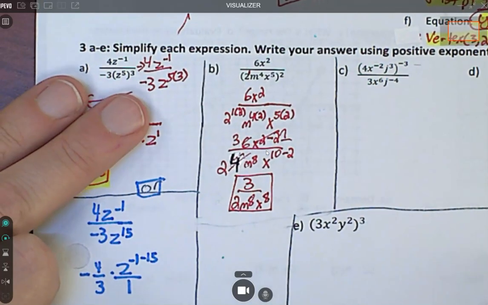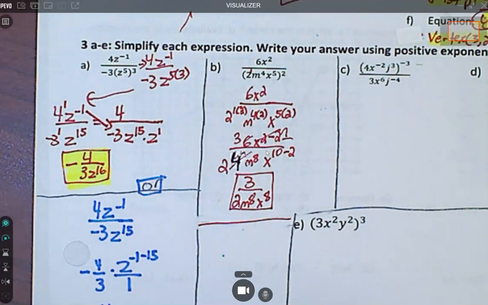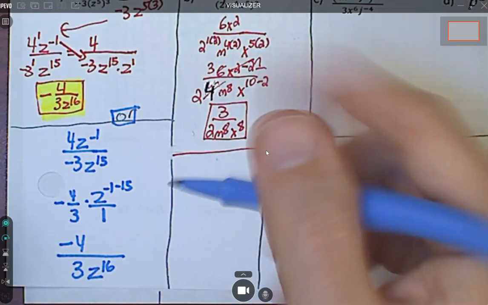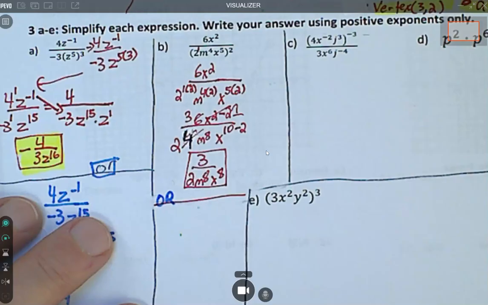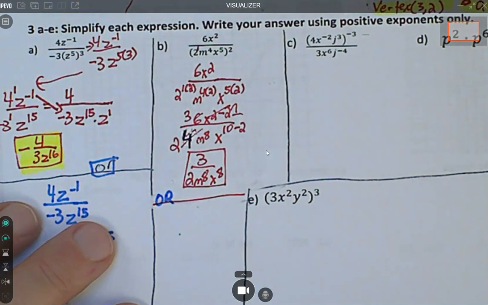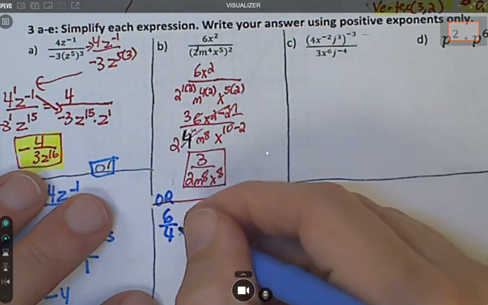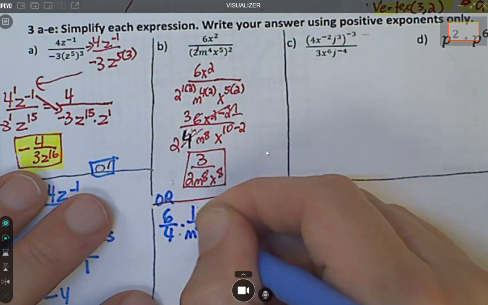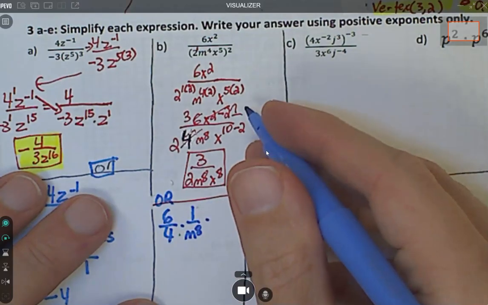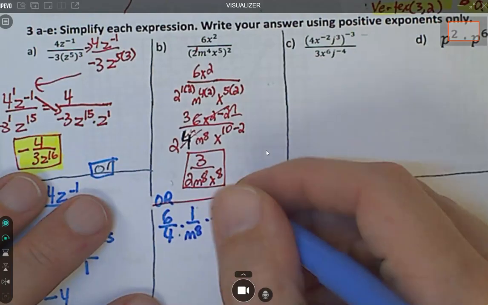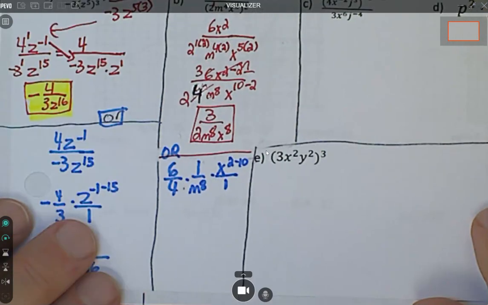Okay, there's a variation there that you could do. Or you could do 6/4 times 1 over m to the 8. And then you could do x to the 2 minus 10. Okay, hey, that's negative 8.